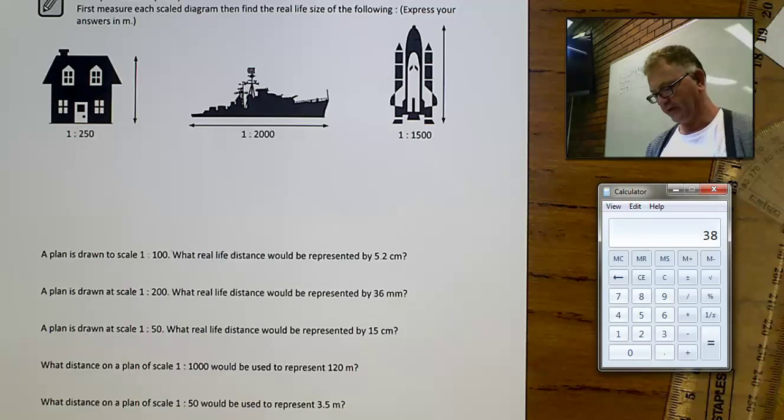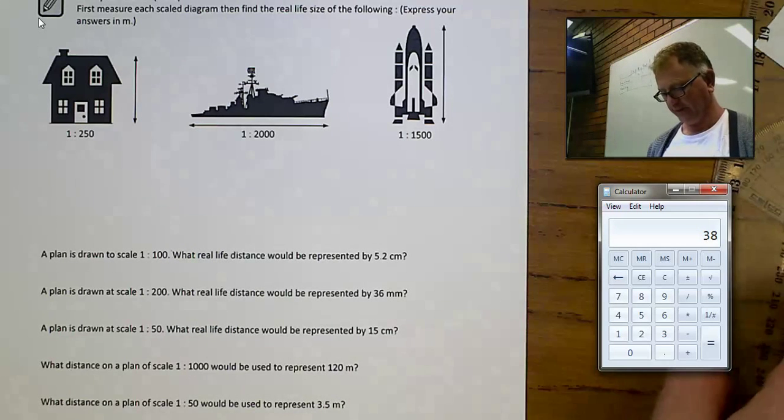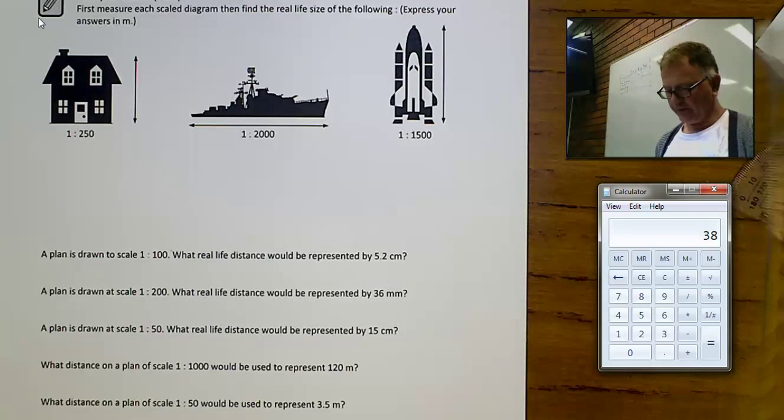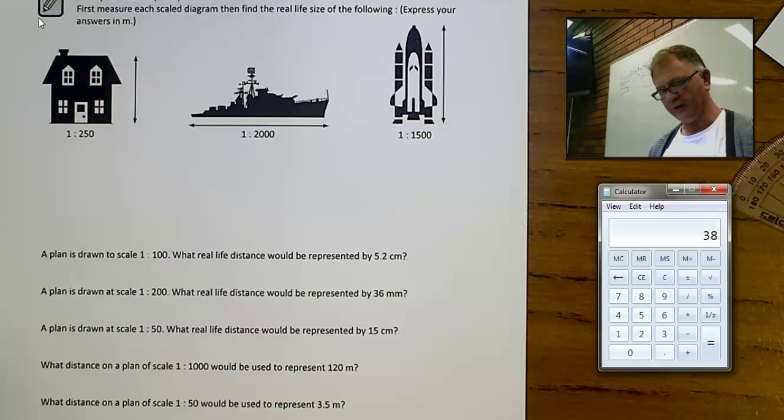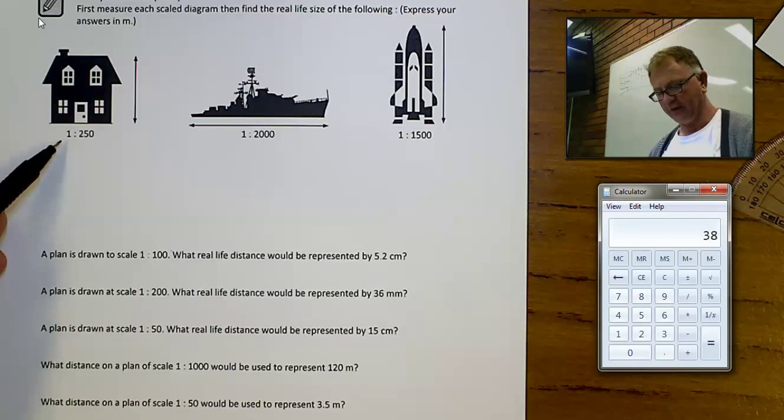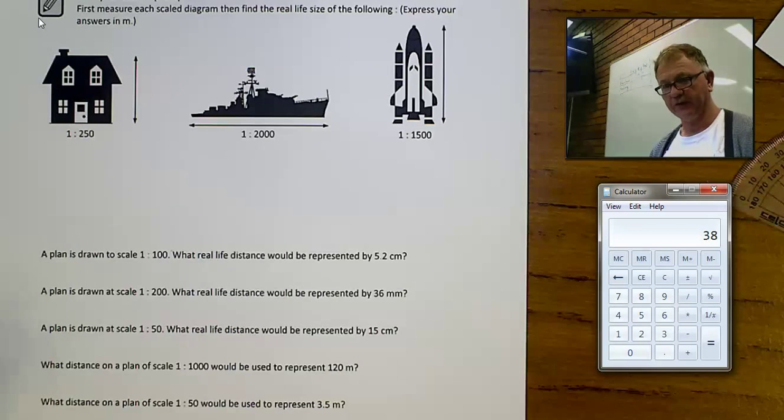These questions ask us to use a scale ratio to work out the sizes of some objects. So first we've got a little diagram here which is drawn at scale 1 to 250. That means that every centimetre that I measure on this diagram is 250 times bigger in real life.